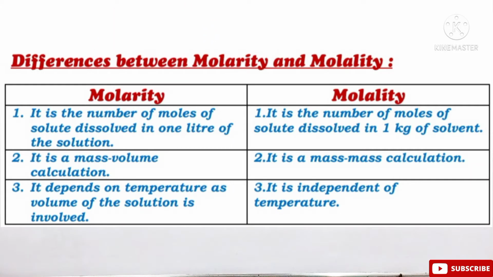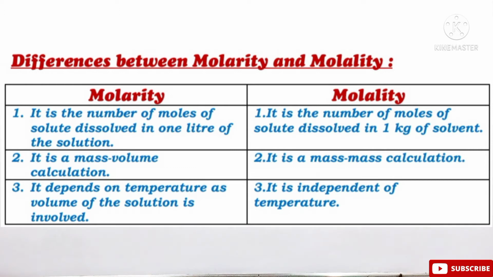So now we will point out the differences between molarity and molality, right? So let's go on the screen. So here is the difference between molarity and molality. Look, point number 1 of molarity: it is the number of moles of solute dissolved in 1 liter of the solution. Okay. So this is simply moles of solute present per liter of the solution. And molality is the number of moles of solute dissolved in 1 kg of solvent, right? So it is actually the definition, point number 1.